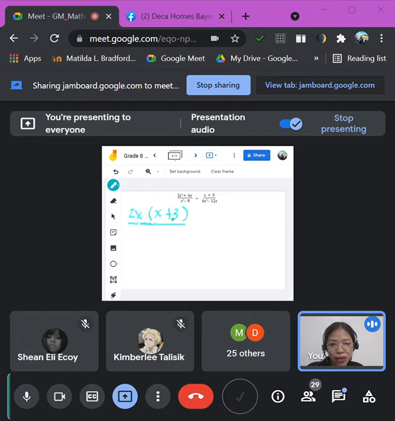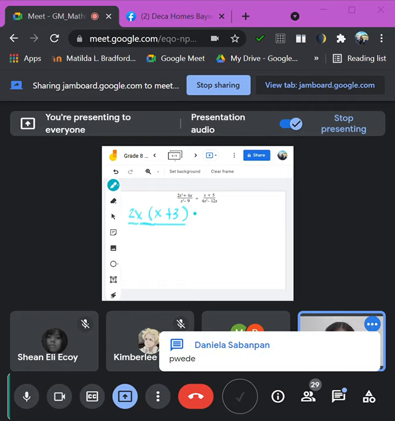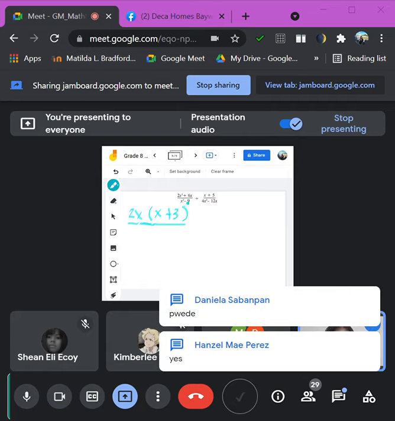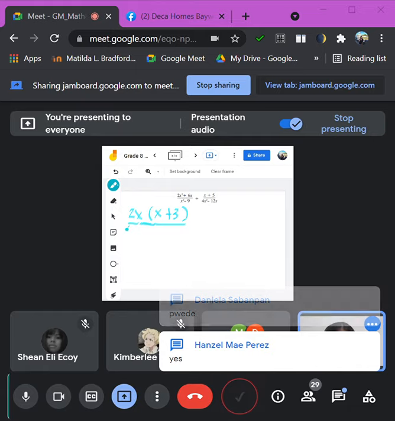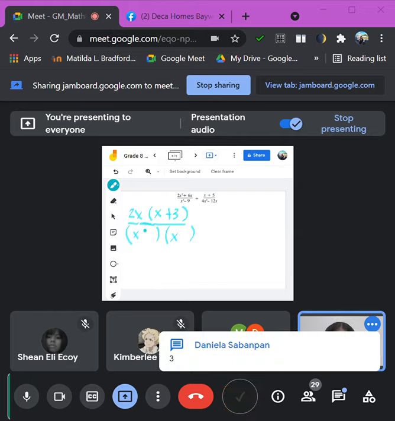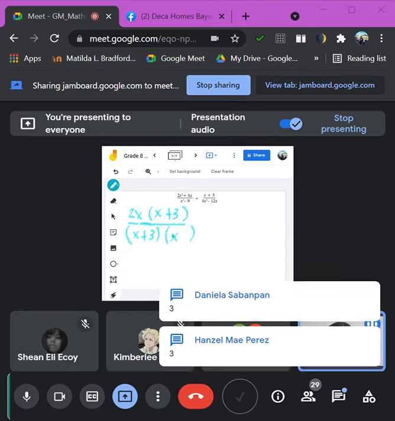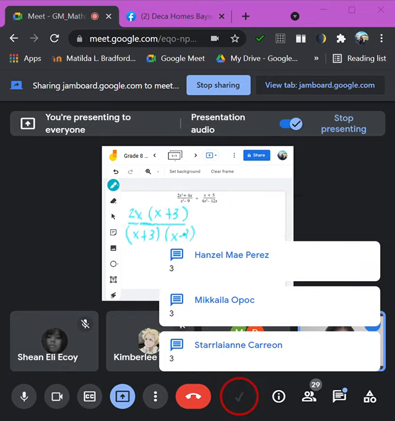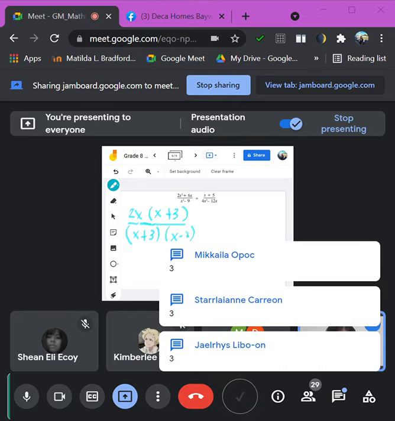How about the denominator, class? Pwede na to siyang masimplify, dili. Pwede na to siyang ma-factor? Pwede. That is the difference of two squares. So, kabaw na ta nga positive ang usa, negative ang usa. So, you have there x and then x. So, unsa may square root sa 9? Okay, that is 3. So, positive 3 ang usa negative 3. Very good.